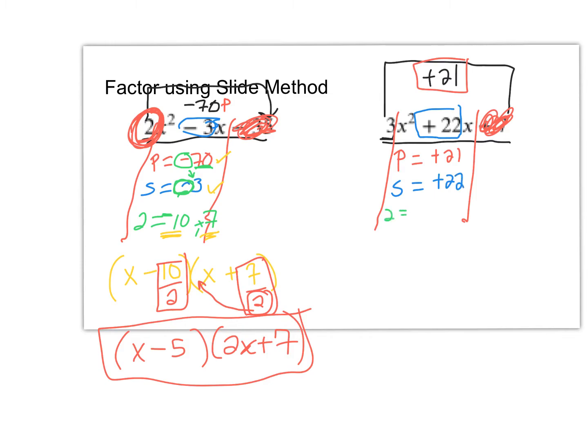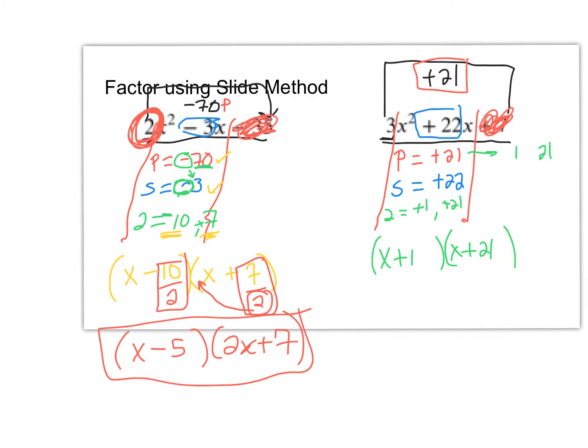So the two numbers that multiply to 21 but add to 22, again, remember your multiples of the product here. A lot of students will say, gee, I don't know what that is. Well, sometimes it's the easiest one of all. 1 and 21 adds to 22. So it'll be positive 1 and positive 21. All right, so let's put our parentheses up. x plus 1, x plus 21.